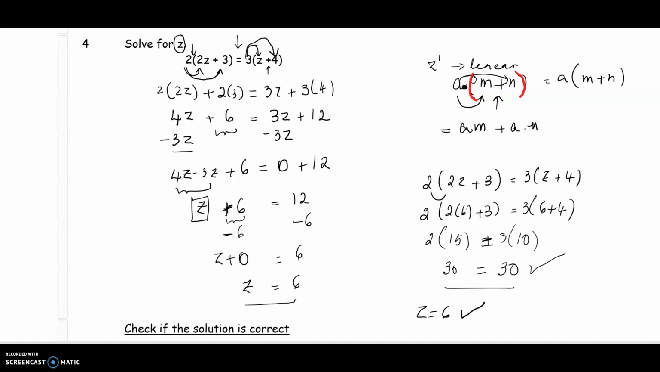So here we've used the distributive property, and once again, let's quickly write down the distributive property. A times m plus n equals a times m plus a times n. So that's the property we used to simplify both sides before we solved the equation.